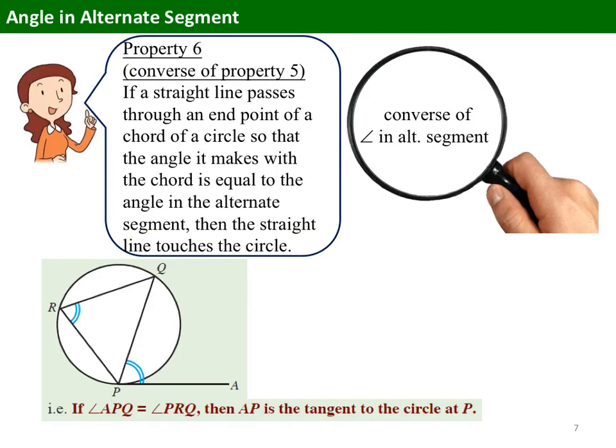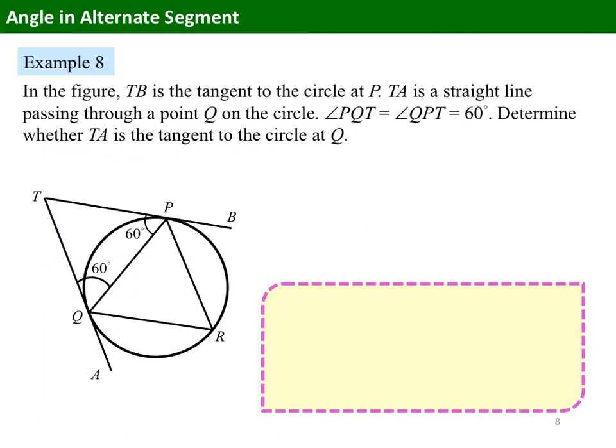Property 6, which is the converse of property 5. This property lets us know whether a straight line is a tangent or not. Let's see the example. Example 8. TB is tangent, so we use the color yellow. The question is whether TA is tangent or not. Then we use the color red to represent it.